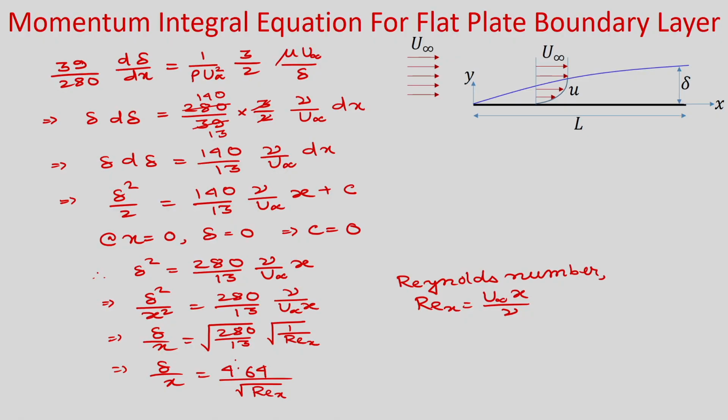So, delta by x we have written is equal to 5 by root Re_x, but when we assumed a third degree polynomial for this velocity profile, then this is one approximate solution, because we assumed the velocity profile and we are getting close to this 5. We get 4.64, and we have 5 in the numerator when we write delta by x. So, it is very close.